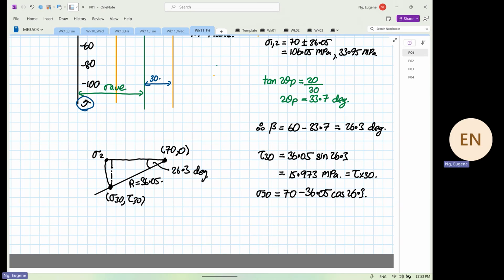Why I encourage you to do your shear first is because you already use sine already, yes or no? When you do your normal stress 30, there's more stuff for you to think, right? So it's best you know that the shear is sine 30, the normal has to be cos. So you won't make any more mistake. Are we clear?